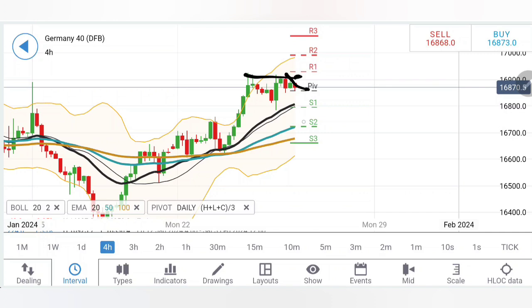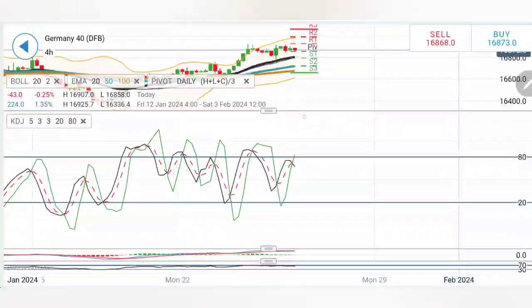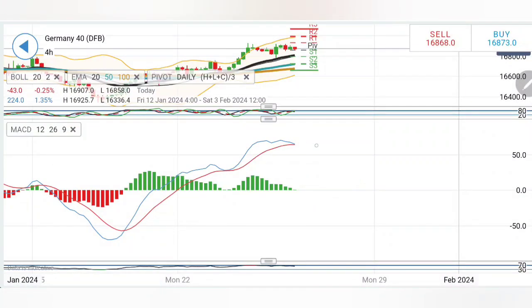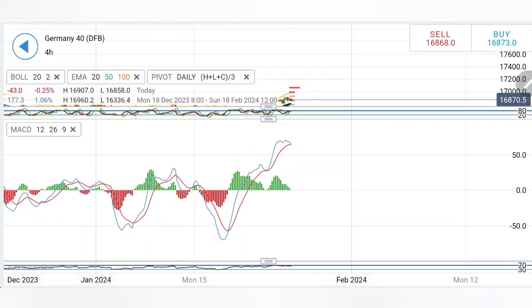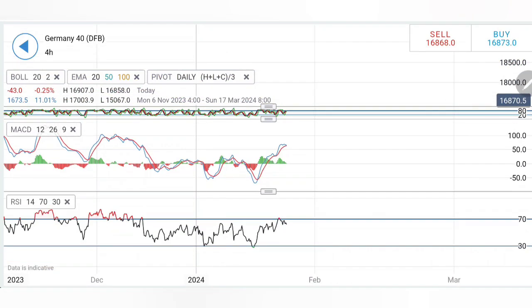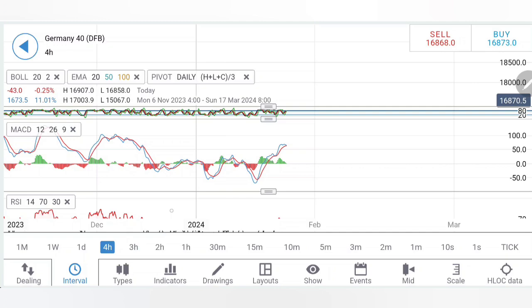With that, it is trying to retrace below 16850 levels. We can initiate a selling position. We can expect it to move towards 16800, which is indeed a great support for Germany. Stochastic looking down, MACD trying to converge for a crossover. See, it has seen a good rise. A crossover here can lead to bearishness. RSI looking down as well.